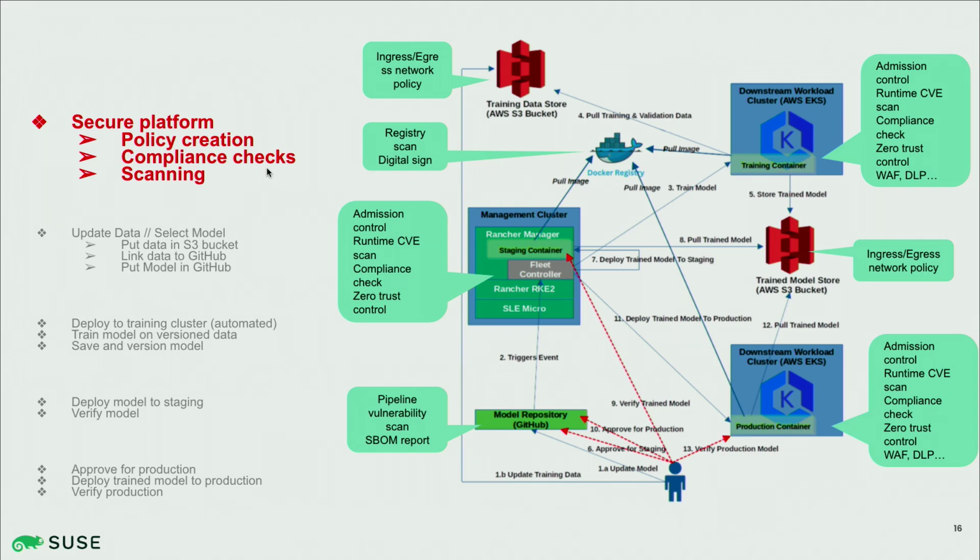And then on each of the clusters, we do the admission control, runtime CVE scans, compliance checks, and the zero trust controls are set up on each one of the 3 clusters. And then we do a pipeline vulnerability scan on GitHub, and the S3 buckets that are behind it. This basically lets us, in a single console, reach around to all the points and all the stages of the life cycle of the applications, and everything it touches, and lock it down and secure it.